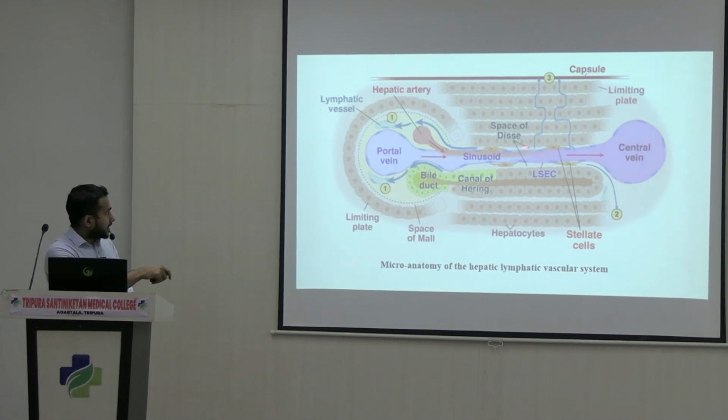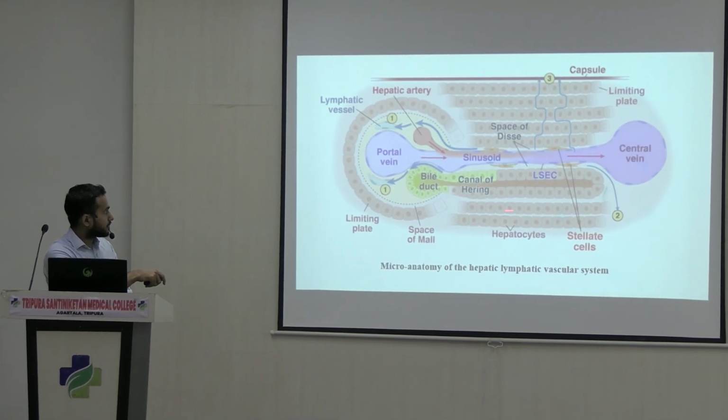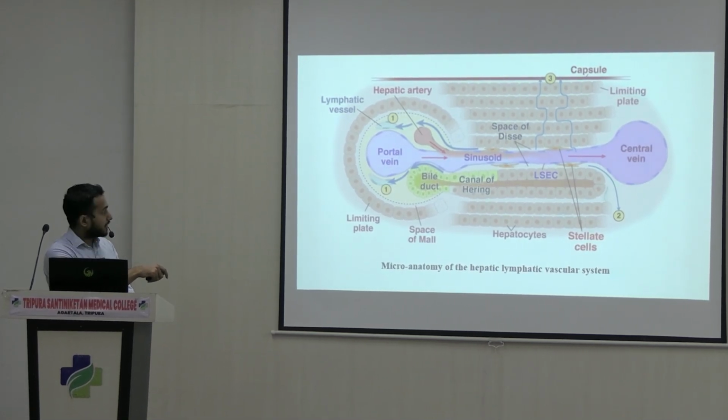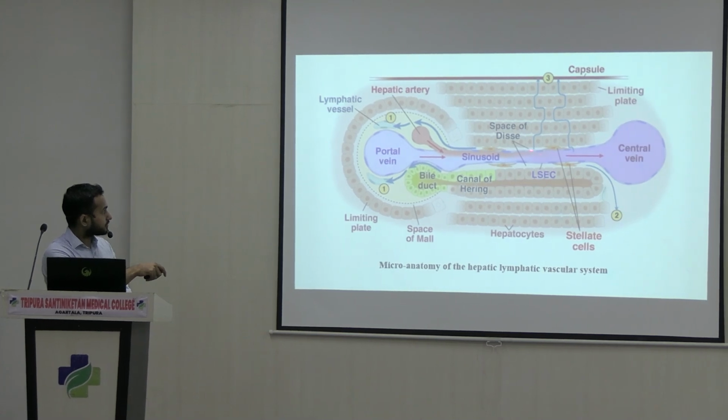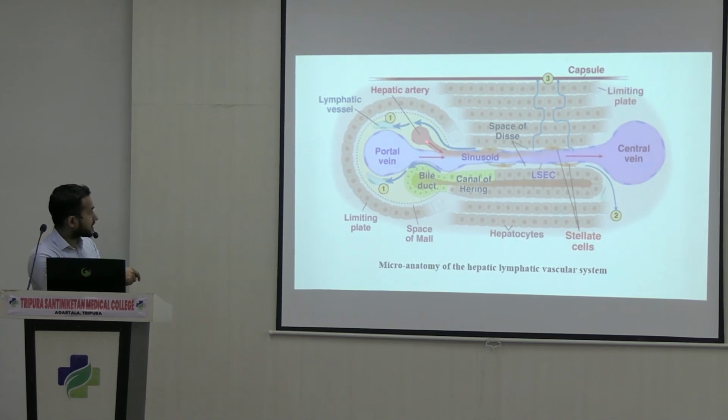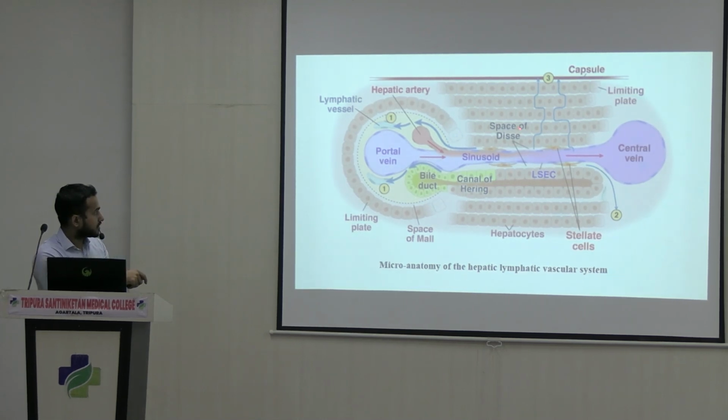Now this is the sinusoid. I was talking about this. These are the hepatocytes, and this is the sinusoid. In the sinusoid you can see the liver endothelial cells, which line the sinusoid, and inside the sinusoid the mixing of blood is taking place. Blood coming from the hepatic artery and blood coming from the portal vein are mixing here. Around the sinusoids, along with the hepatocytes, you can see the stellate cells are also present.